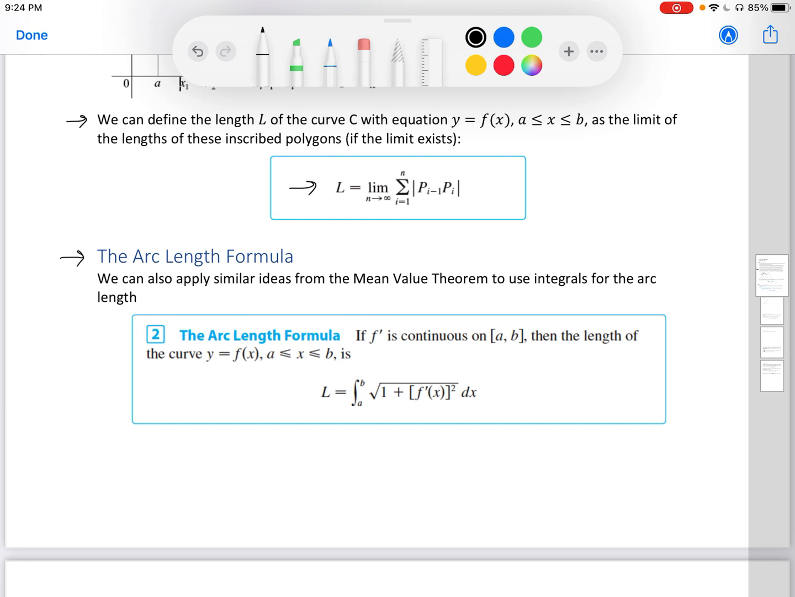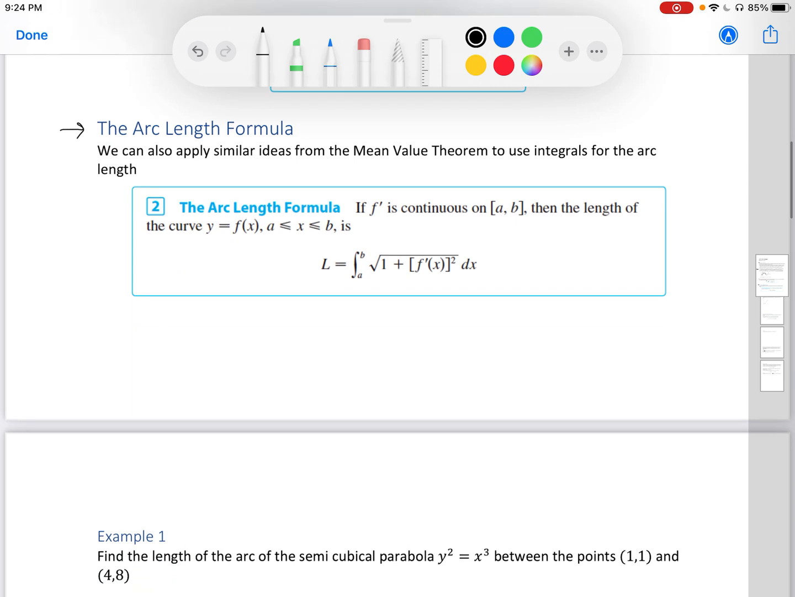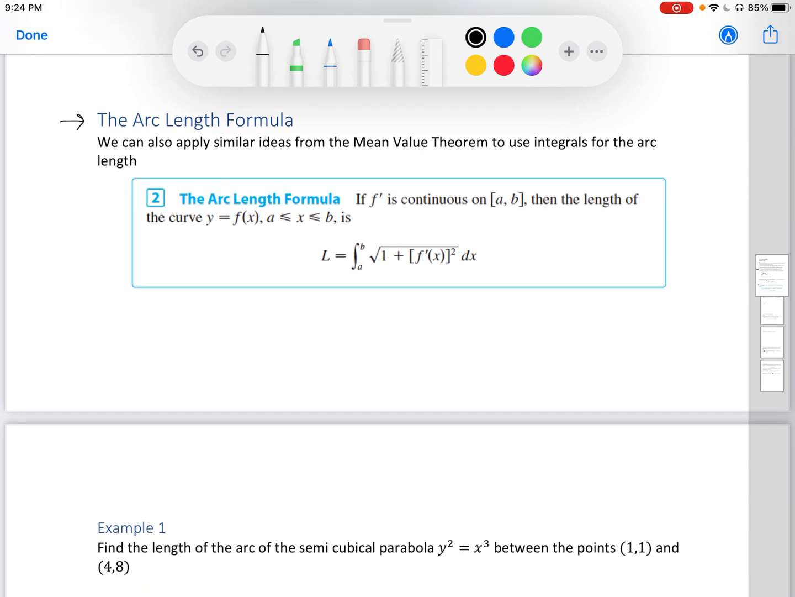The arc length formula. We can also apply similar ideas from the mean value theorem to use integrals for the arc length. So while this summarizes the idea of it, think of when you learned integrals and you used Riemann sums. We can create subparts to find the limit, but now that we know integrals, we can just use our arc length formula. So this is what this section is about. This is the formula we'll be using.